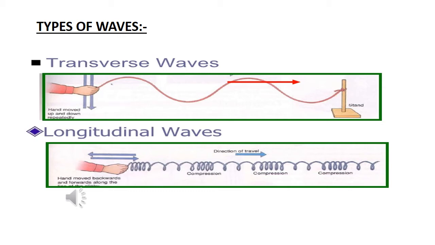Okay, so as you can see, the transverse wave is in the first picture and the longitudinal wave is in the second picture. In transverse waves, the hand moves up and down repeatedly, and that's why transverse waves are produced. Whereas in longitudinal waves, the hand moves backward and forward along with the medium. So this is why compression is actually occurring in the string, causing the longitudinal waves.